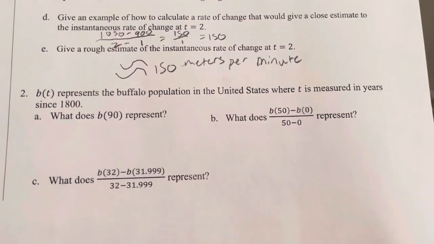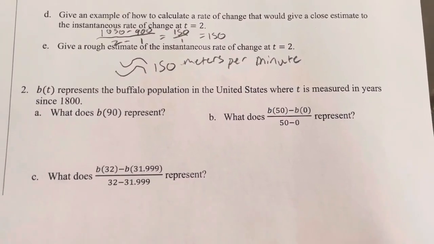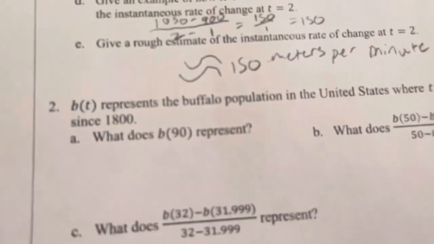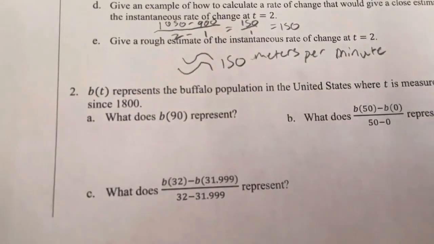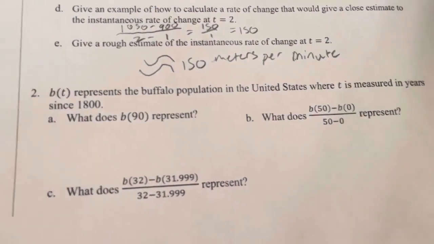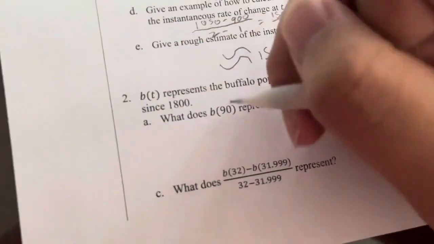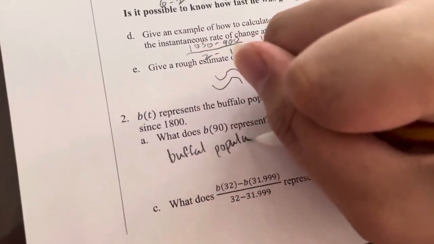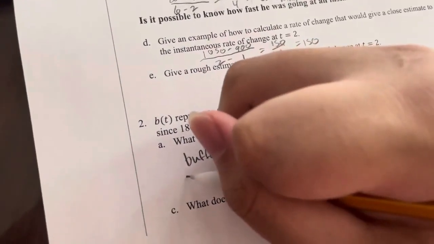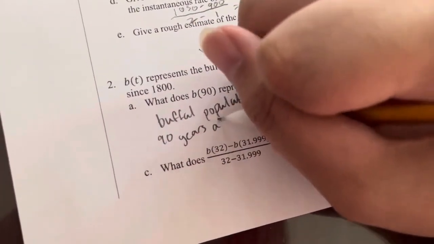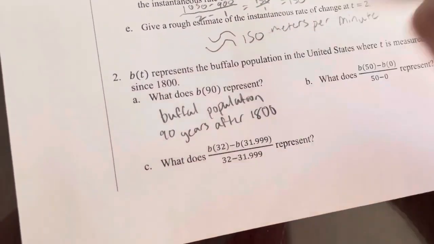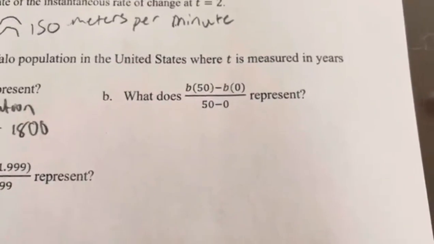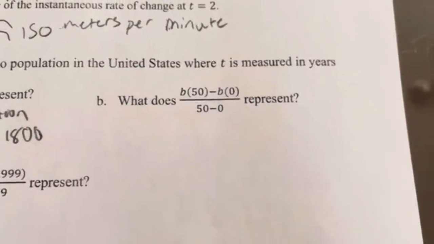So for number 2, B of T represents the buffalo population in the United States where T is measured in years since 1800. Part A, what does B of 90 represent? So we know 90 equals T, which is time in years. So we know B of 90 is the buffalo population 90 years after 1800 or 1890.